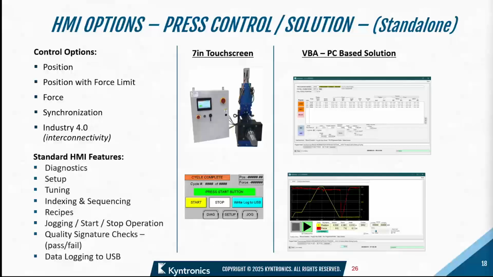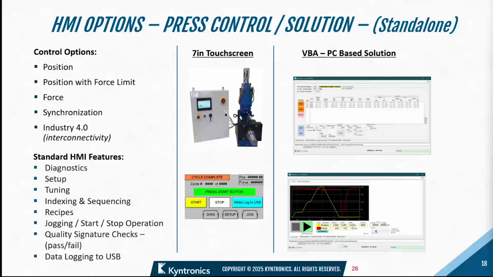So in the press world, we can provide an HMI. It can be a standalone, or the HMI can provide the field bus connectivity to whatever PLC or master controller that's out there. So again, this is standard software. We can do the more cost-effective 7-inch touchscreen. It goes onto the panel, or it could be remotely mounted, or we can do the little more sophisticated PC-based solution. They both have these same capabilities, diagnostics, basically index and sequencing.